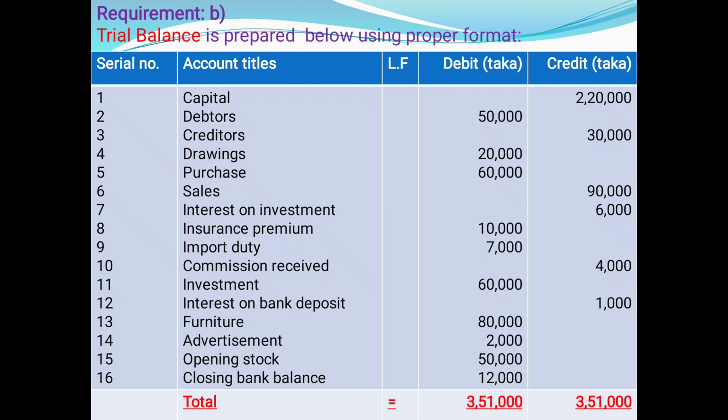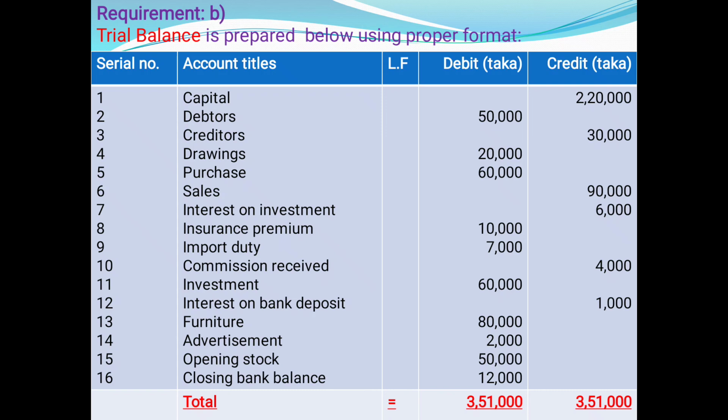Opening stock is the amount of last year's closing amount, or closing stock, or unsold stock, but in this year the opening stock is used for operating a business. So opening stock is revenue expenditure all the time in any business. In this trial balance, taka 50,000 is debited for opening stock.